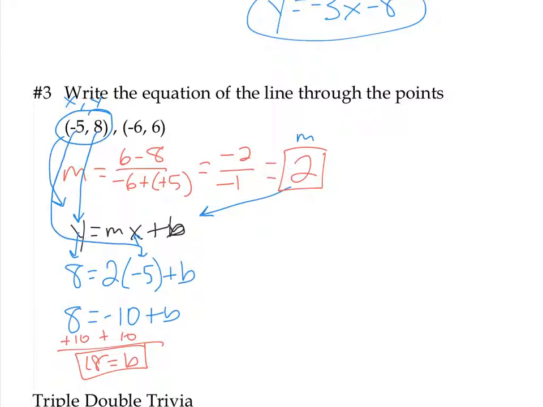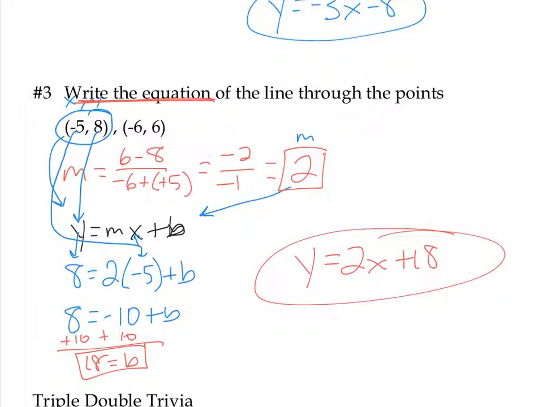If it says to write the equation, we can't stop yet till we actually write the equation. Y equals 2x plus 18. That would be your answer. That's the equation of the line that goes through those 2 points.